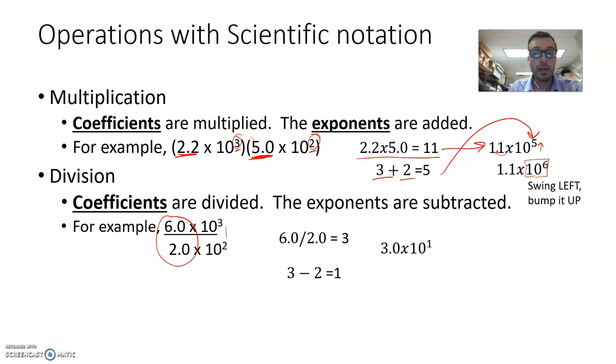So are you able to use a calculator? Yes. Do I want you to also be familiar with the rules for multiplication and division? Yes. I'm not going to give you crazy hard ones. I just want you to be familiar. When you multiply numbers with scientific notation, you multiply the coefficients, you add the exponents. When you divide numbers in scientific notation, you divide the coefficients and subtract the exponents.